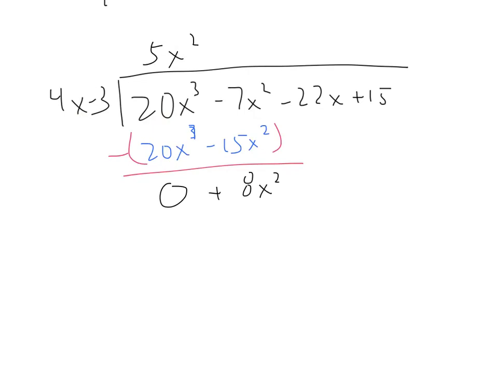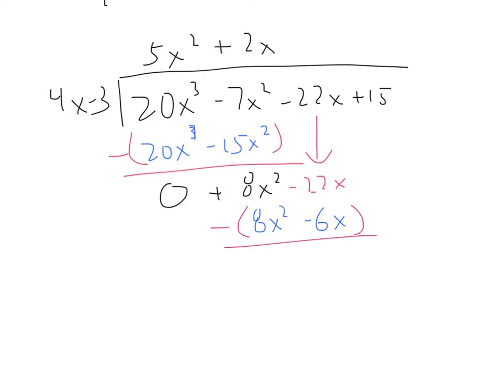Okay, I'm going to do this real fast. Bring down the negative 22x. So now 4x minus 3 needs to go into 8x squared minus 22x. That's going to go in plus 2x times. So if I multiply 2x times 4x minus 3, that's going to give me 8x squared minus 6x. Okay, and then I'm going to subtract this. 8x squared minus 8x squared is 0. And then negative 22x minus negative 6x, that's the same thing as saying plus 6x. That's going to be negative 16x plus 15.